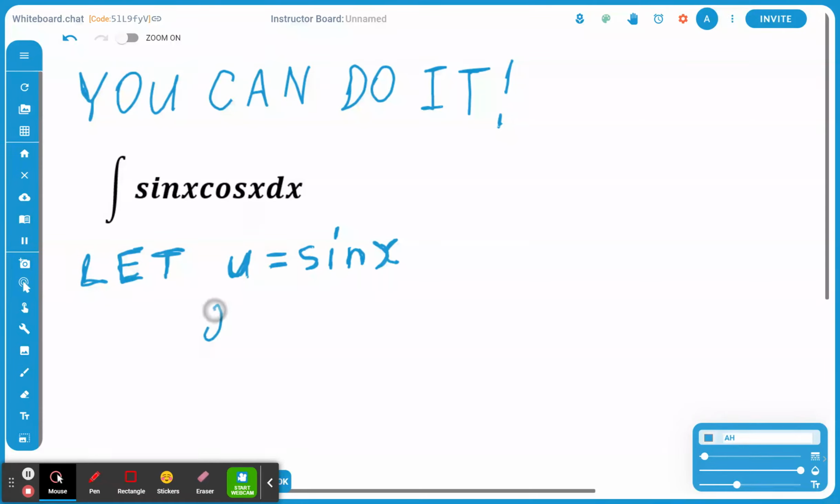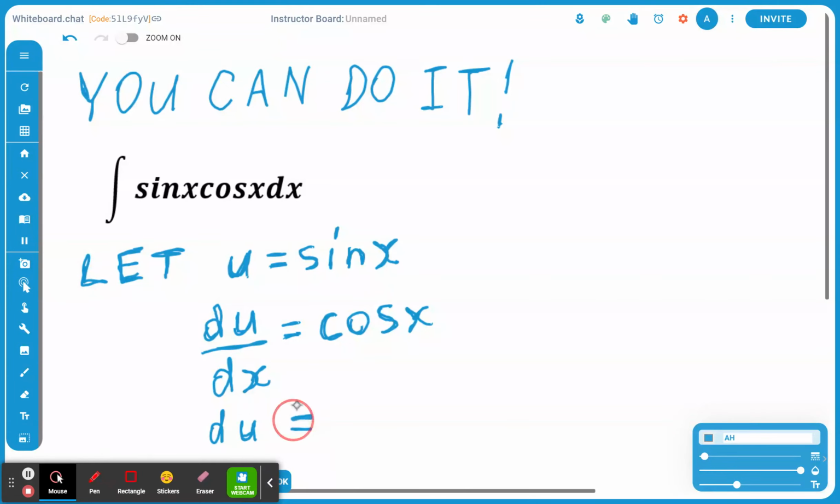Then you go back to the basic concept of finding the derivative. So we're going to write down du by dx. And again, this means you want to find the derivative of u with respect to x, and that's going to be cosine x. Now, why is this called the method of substitution? Because if you think about this, I can break du and dx separately, and if I isolate for du, this is going to be cosine x times dx.